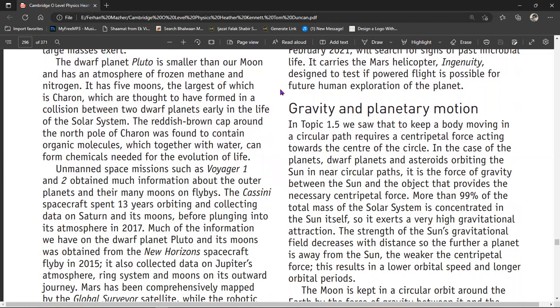It has 5 moons, the largest of which is Charon, which are thought to have formed in a collision between two dwarf planets early in the life of the solar system. The reddish brown cap around the north pole of Charon was found to contain organic molecules, which together with water can form chemicals needed for the evolution of life.